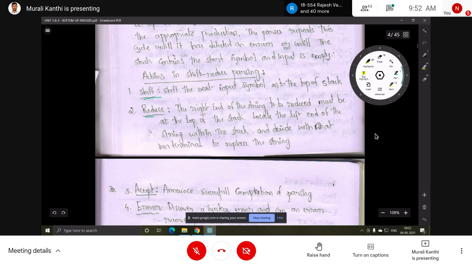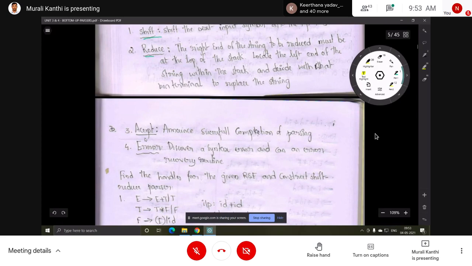So when we find an appropriate handle in the stack, we perform the reduce operation. Next, accept. Accept means announcing successful completion of parsing. In the stack, the starting symbol is there, and in the input string only dollar is there. Both are empty, and at that time the parser is going to announce accept.